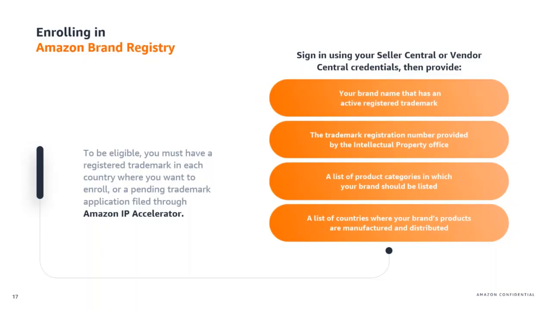After you submit this information, Amazon will verify that you are the rights owner of the trademark and will reach out to a contact that meets our requirements. This person will receive a verification code, and then you'll need to send this code back to Amazon to then complete the enrollment process. Once you're verified, you will then have full access to Amazon Brand Registry.